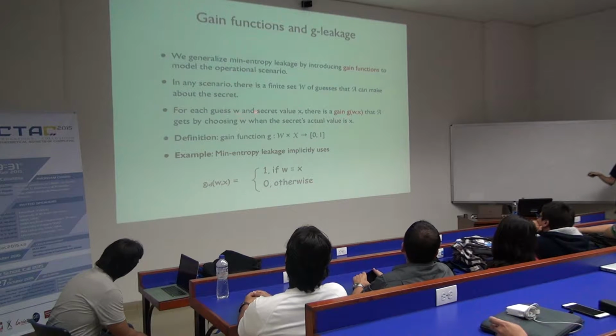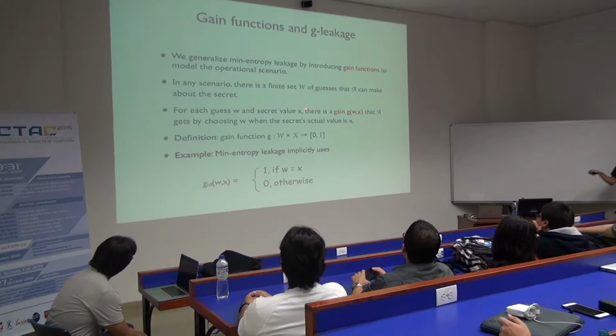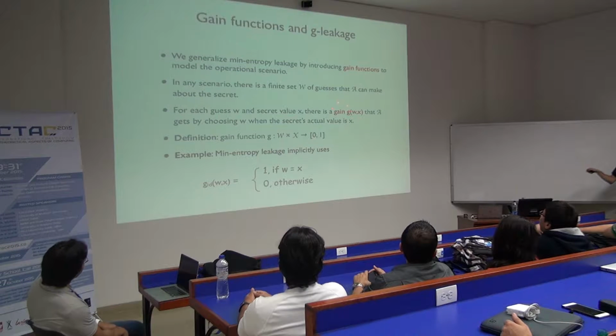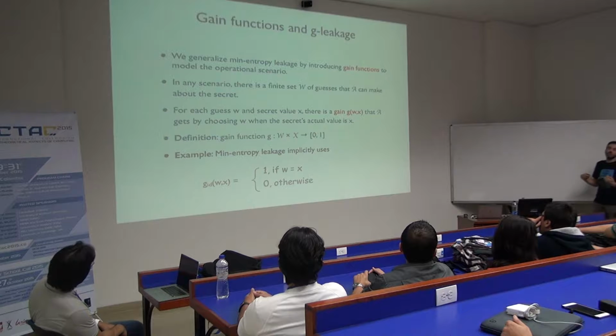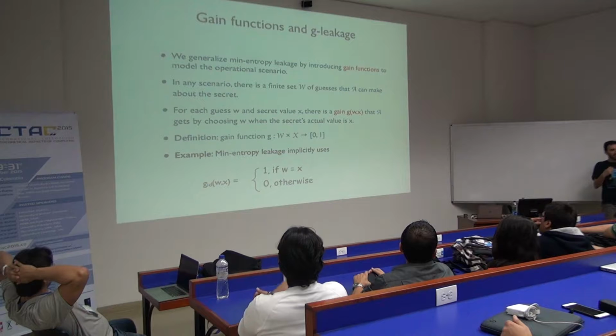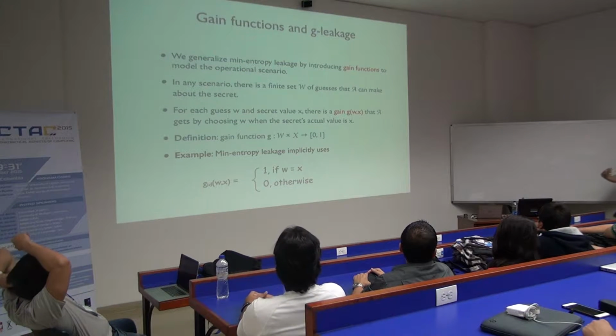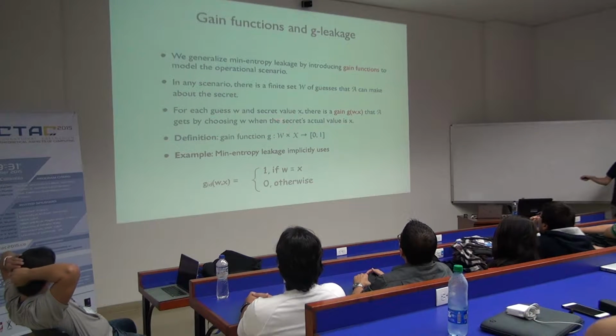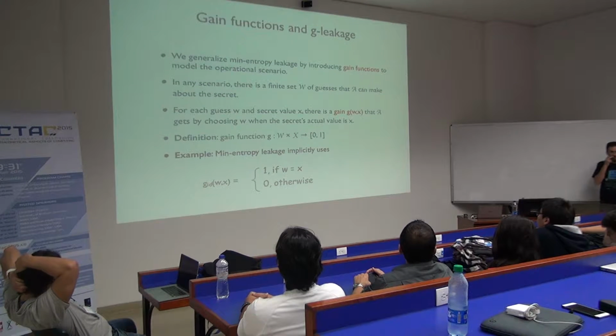And then for each guess W and value X, where X is my real secret and W is the guess of the adversary, there is a gain given by this gain function that the adversary gets by making this guess when my actual value is X. So I have my secret, the adversary gets to make a guess, and this is his gain. So the gain function is basically a function that, given a guess and the secret, gives a value between 0 and 1. Why 0, 1? Just to have a range.